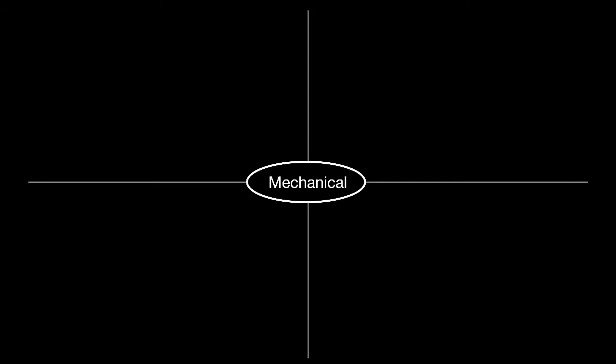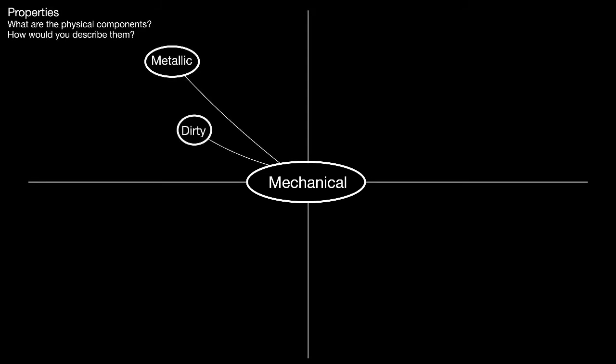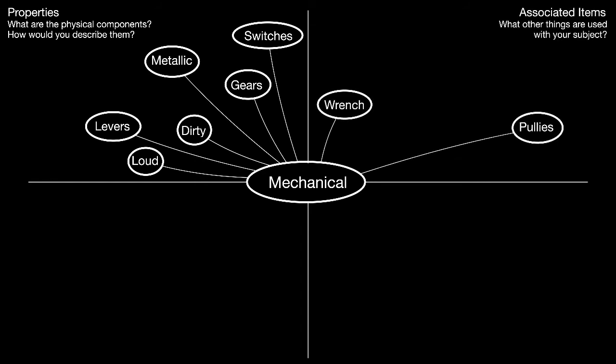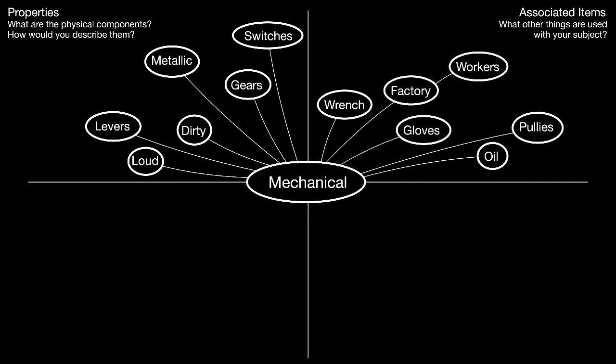And again, let's divide this mind map into sections. The first are the properties, the physical properties of the item that I'm trying to explore. The second section are the associated items. These are the items that may not be mechanical in themselves, but are associated with mechanical items. These 2 categories roughly are associated with the icon and index categories of semiotics.